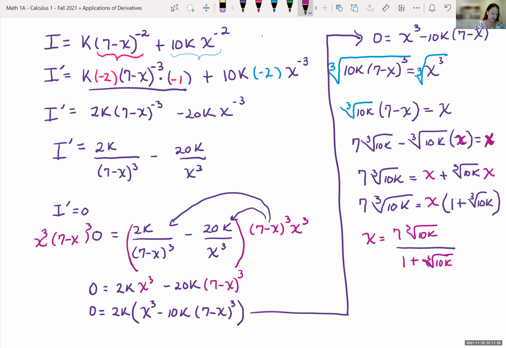Okay, so that is the x value, which would set that equal to 0. We need to see that that is actually a minimum. And so there's multiple ways that we can test to see that this is a minimum value. This is a critical value. So we could test values on the left and the right to see what we have.